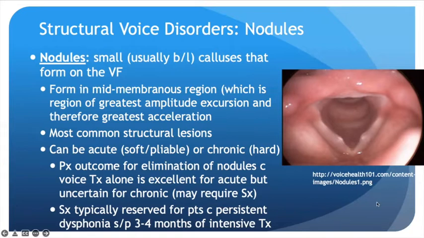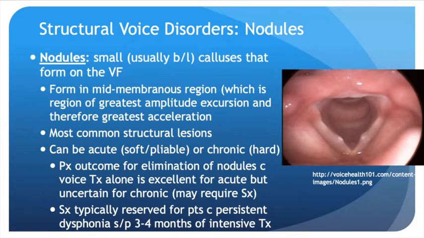They're the most common structural lesion. They can be acute, in which case they're soft and more pliable, or they can be chronic or hard, stiffer. And the patient outcome for elimination of nodules with therapy alone is excellent for acute, but it's less certain for chronic nodules.